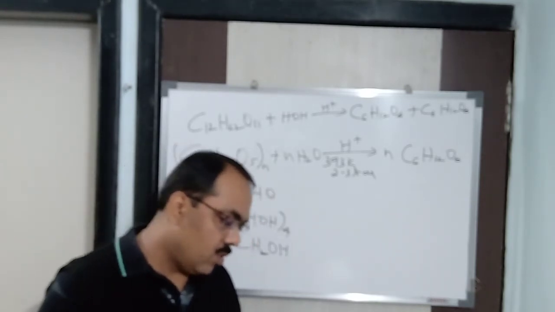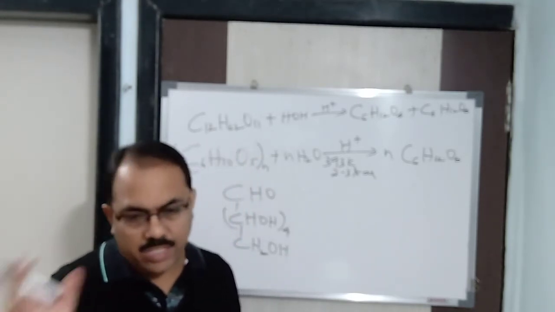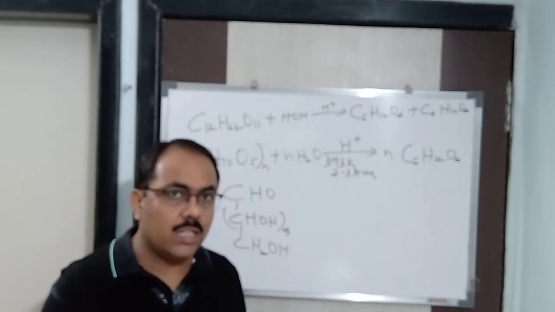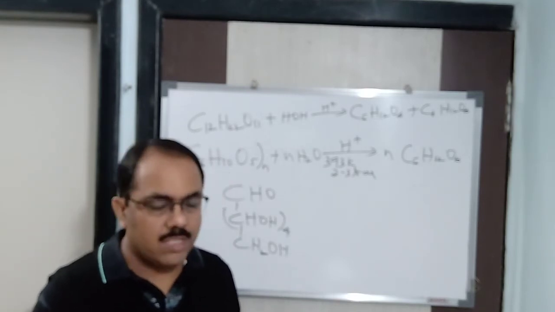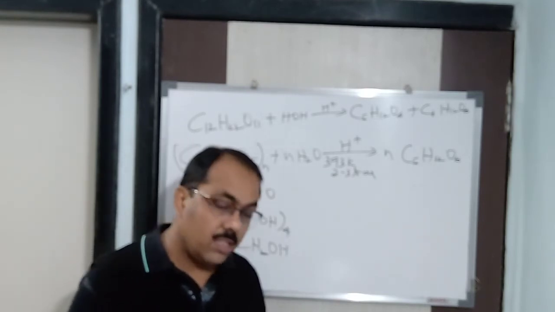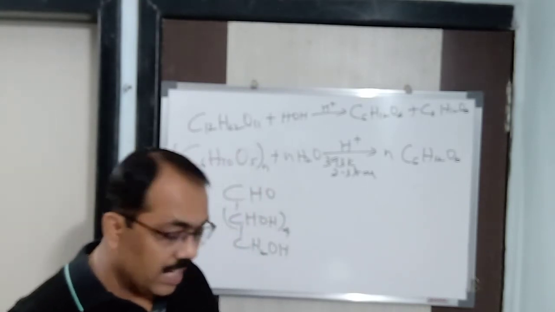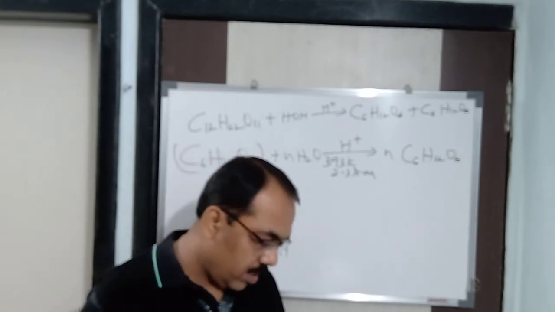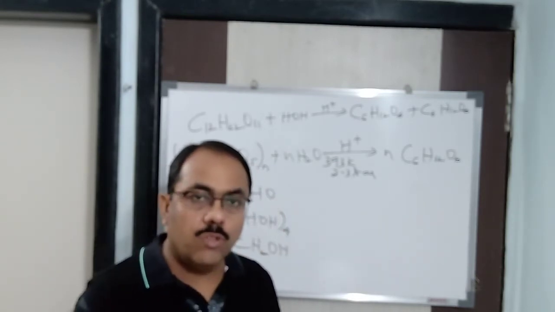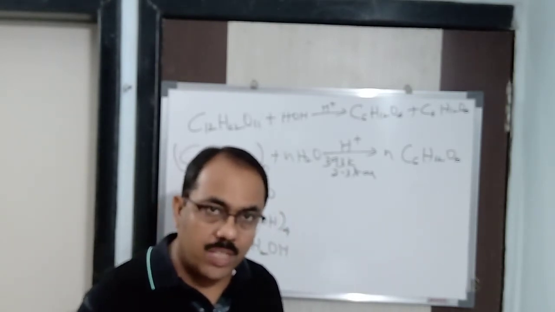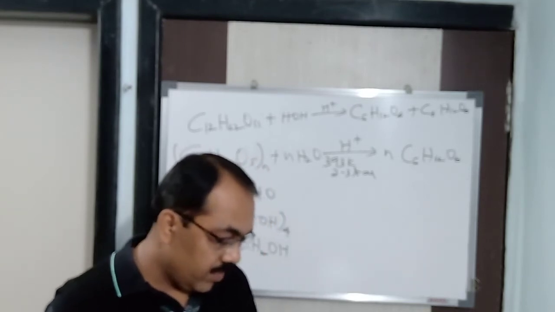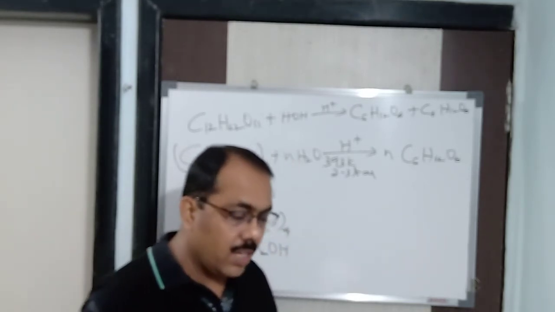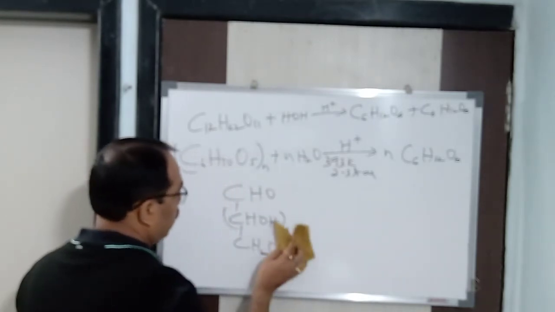Clear? So we have seen the open chain structure, the condensed formula structure, and also the cyclic structure, which I said can be the pyranose structure or the furanose structure. That is the closed chain structure. And the molecular formula of glucose and fructose, both are the same, C6H12O6.